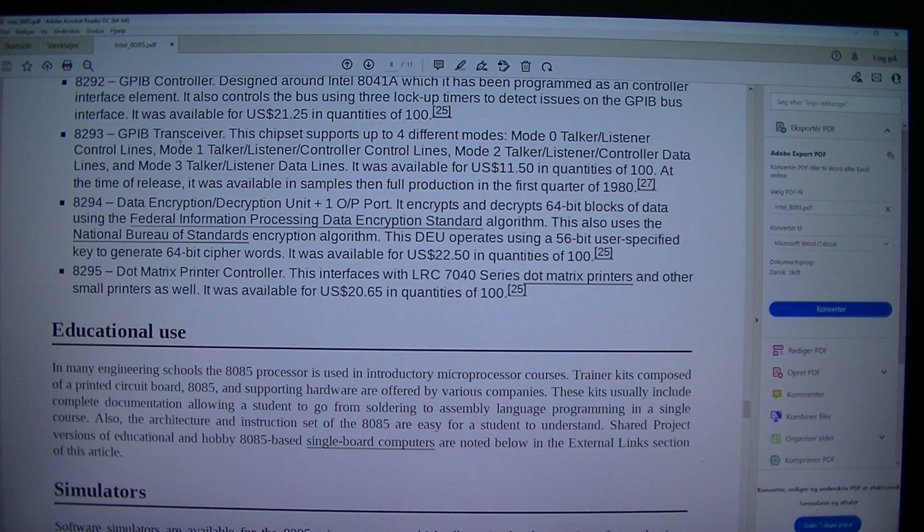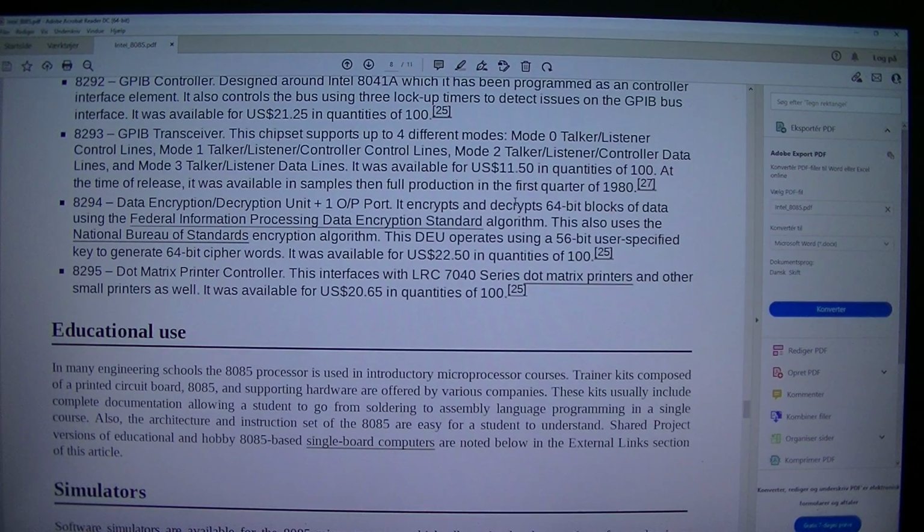8293 GPIB transceiver. This chipset supports up to 4 different modes. Mode 0: talker/listener control lines. Mode 1: talker/listener/controller control lines. Mode 2: talker/listener/controller data lines. And Mode 3: talker/listener data lines. It was available for $11.50 in quantities of 100.